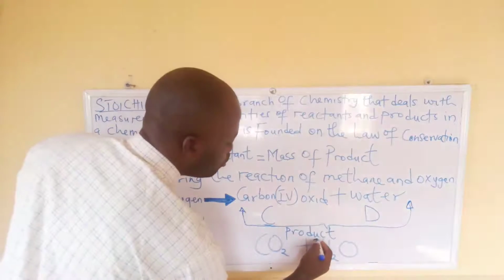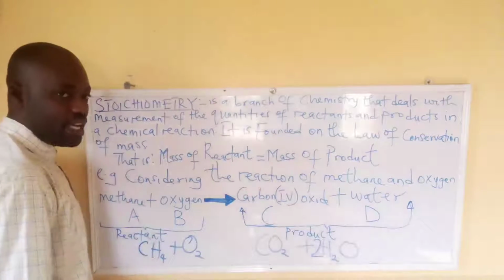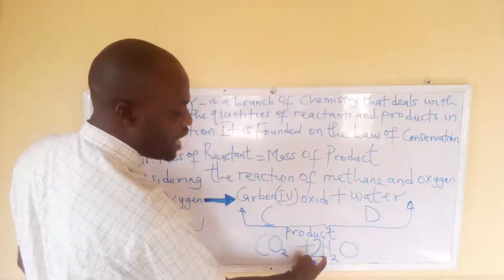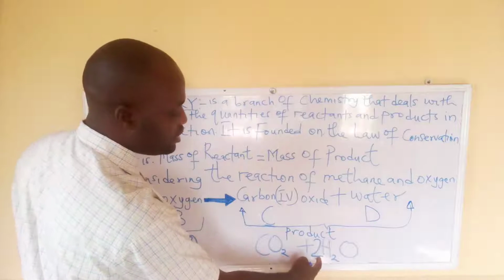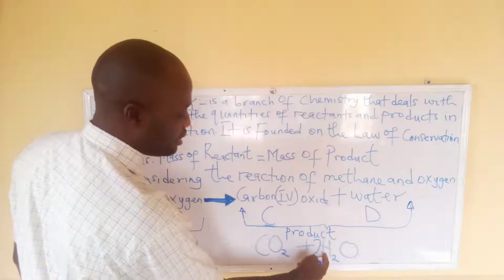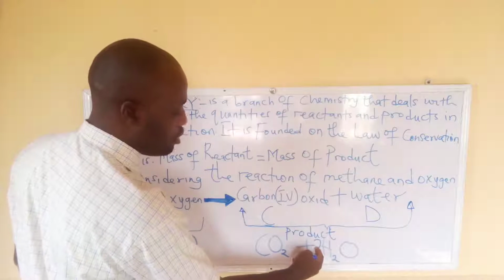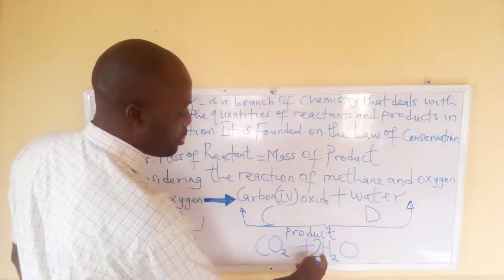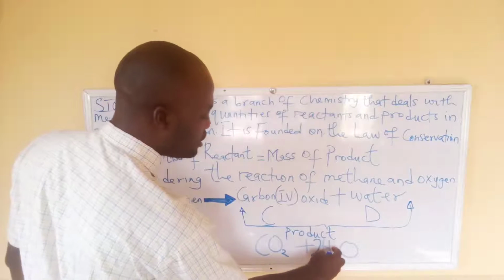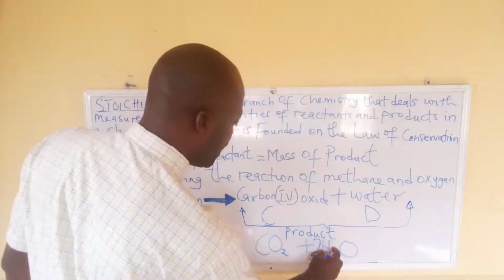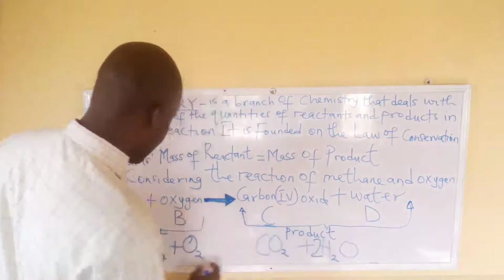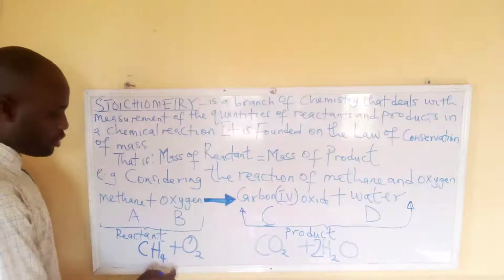So you come here and put 2 as a coefficient. Immediately you put 2 as a coefficient. Coefficient is the number that is attached to H2O. You can see the 2 is bigger than this one that is small. So 2 multiplied by 2 means we have 4 atoms of hydrogen at the product side. And here we also have 4 atoms of hydrogen.